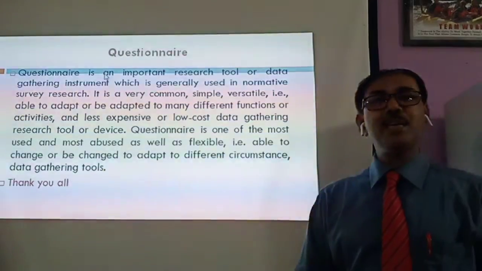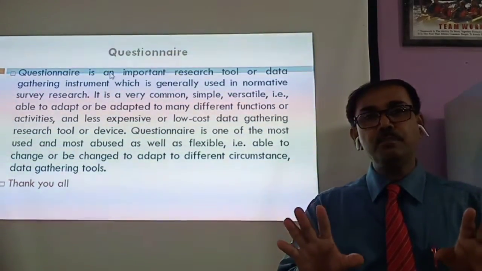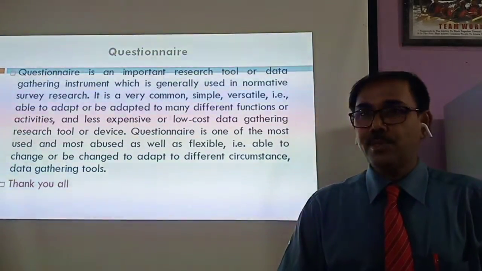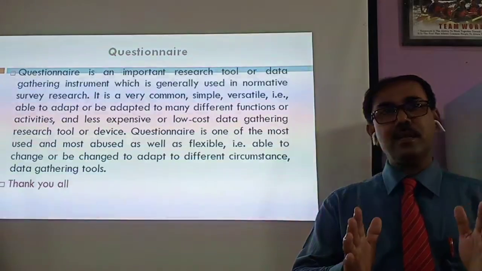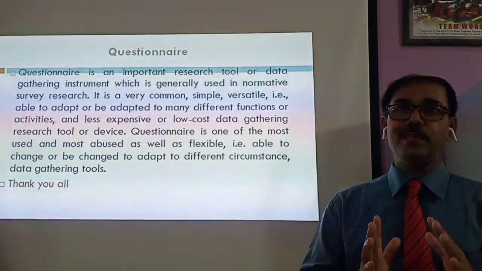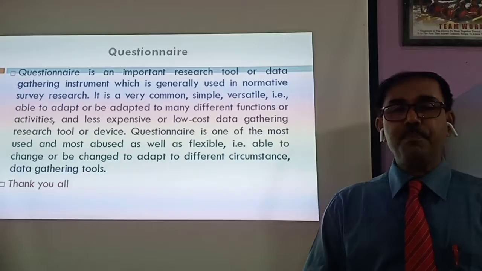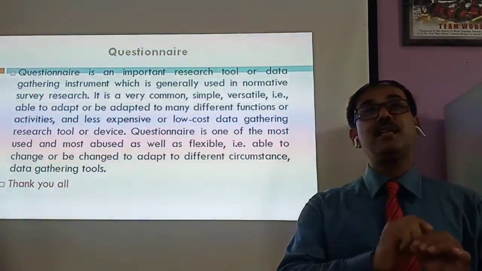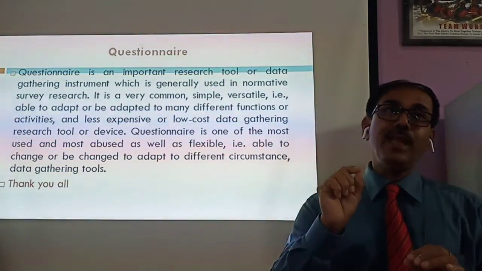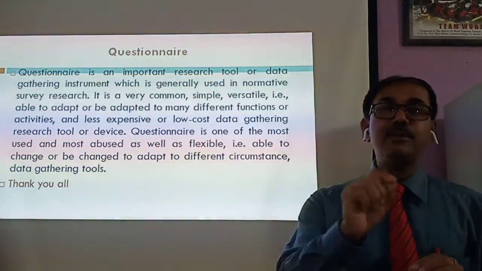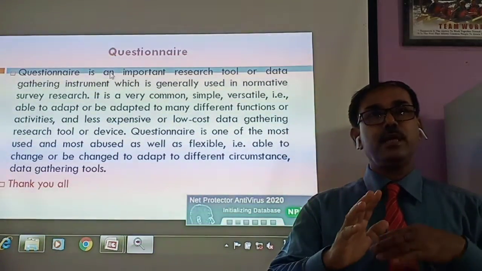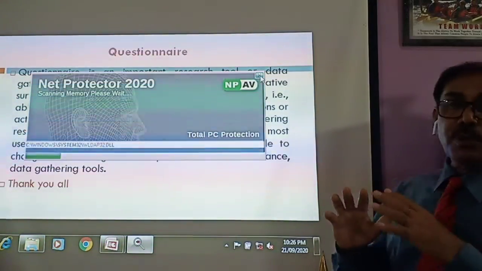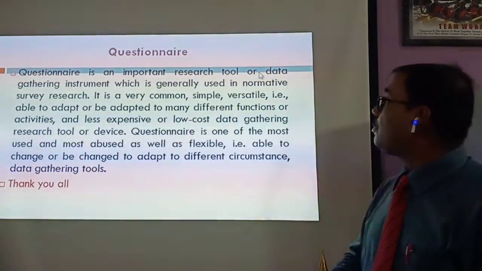Questionnaire has special importance because it is the most commonly applied research tool for the collection of necessary research data. That's why, as a researcher, you have to understand the concept of questionnaire and how it is to be prepared. The process of preparing a questionnaire is very technical, and you have to be well acquainted with the process of construction, or preparation, of the questionnaire.